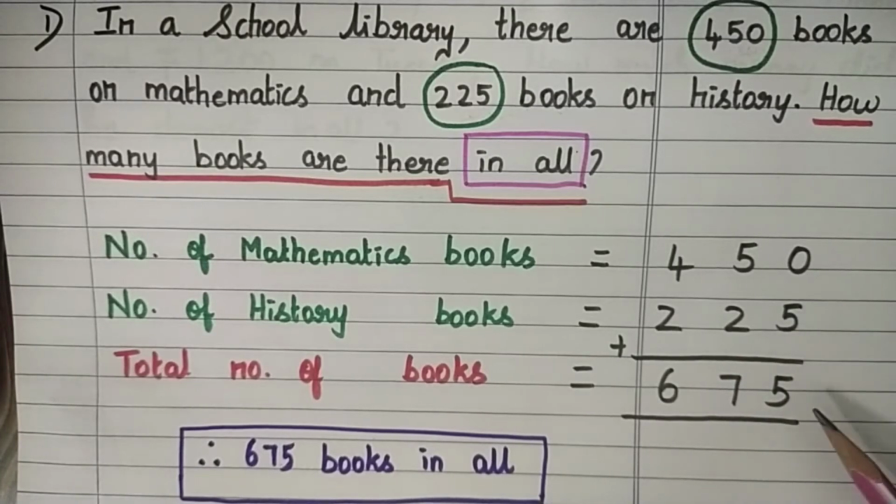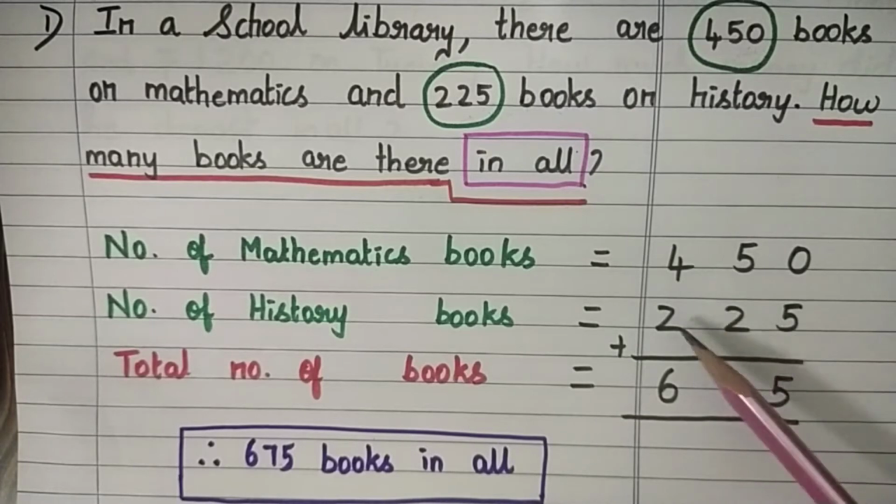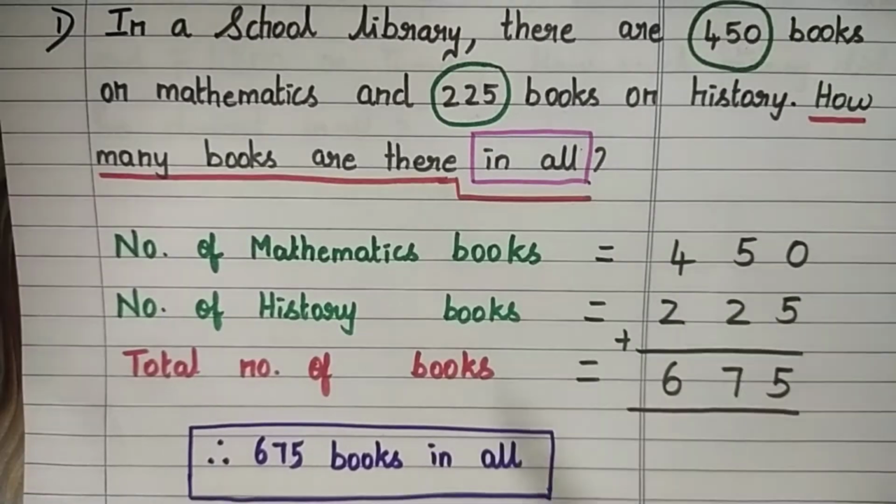0 plus 5 gives what? 5. 5 plus 2 gives what? 7. And then 4 plus 2 gives what? 6. Children, I will repeat it again, children.